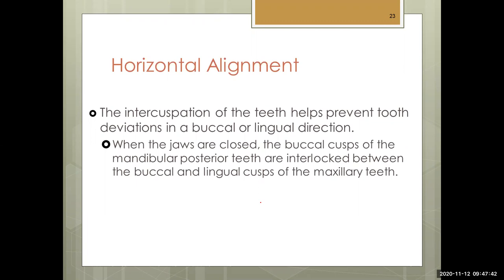The intercuspation, remember how the teeth interlock, helps prevent tooth deviations in the buccal and lingual direction. They're interlocking. And when the jaws are closed, the buccal cusps of the mandibular posterior teeth are interlocked between the buccal and lingual cusps of the maxillary teeth. You know this, it's just putting it in writing. So you want to close your eyes. When the jaws are closed, the buccal cusps of the mandibular posterior teeth are interlocked between the buccal and lingual cusps of the maxillary teeth because the maxillary teeth are more on the outside.